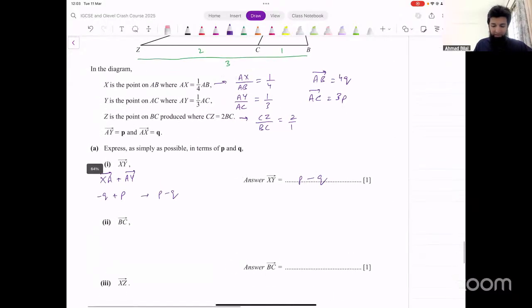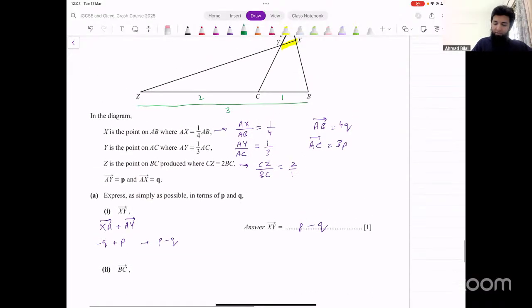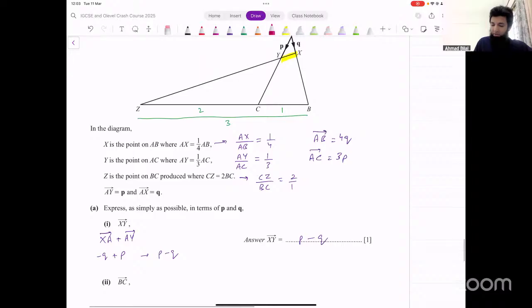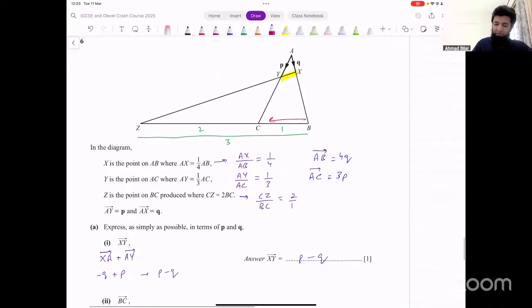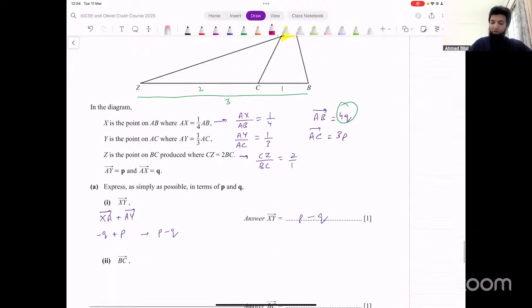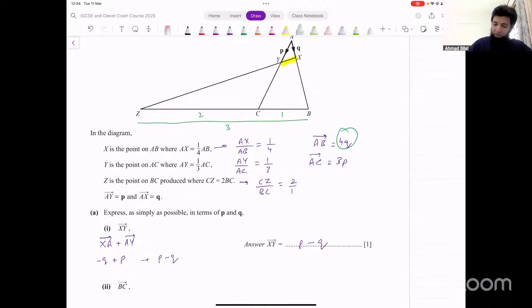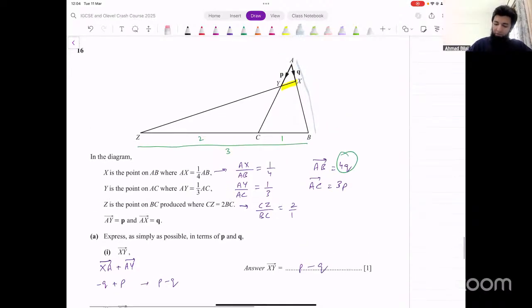Now it says find the vector BC. So we start at B and end at C. Now on this diagram, we need to start from B and end at C, and we need to find this vector somehow. What path can we follow on which we know any vectors? Now remember, we have found the vector AB already. That's 4 times Q. And we've also found the vector AC. That's 3 times P. So in order to go from B to C, what we can do is we can say, let's go from B to A and then go from A to C.